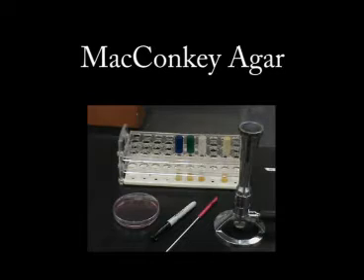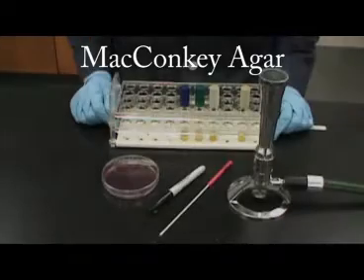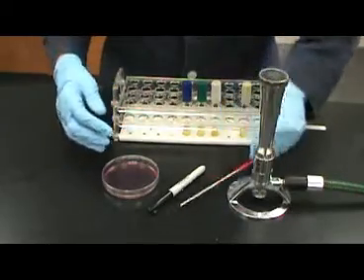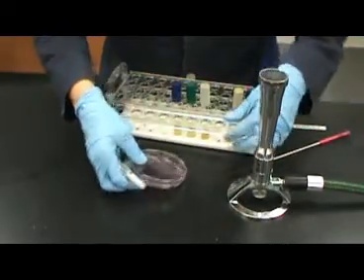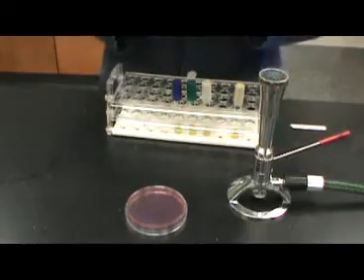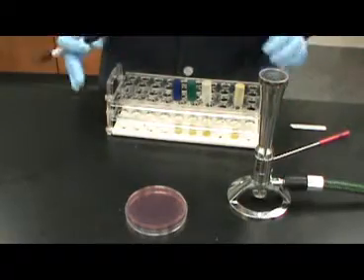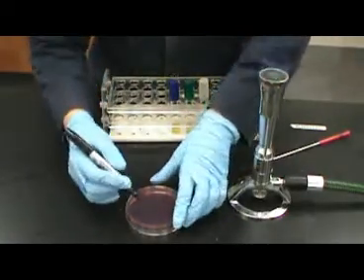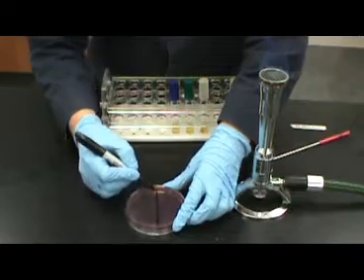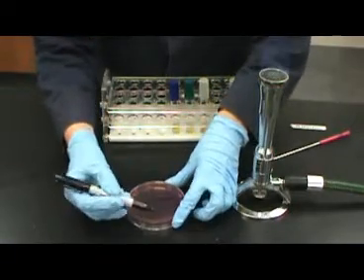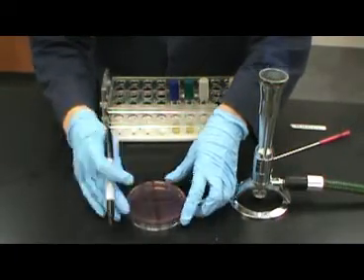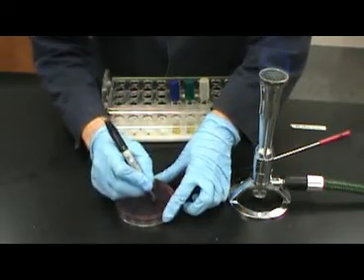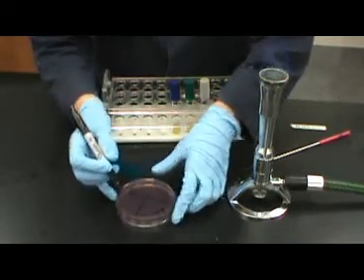MacConkey agar, a diagnostic test for the presence of gram-negative enteric bacteria. The MacConkey test is a simple plate inoculation. You should begin by drawing 4 quadrants on the bottom of your plate. Label each quadrant with the name of the bacteria with which it will be inoculated.